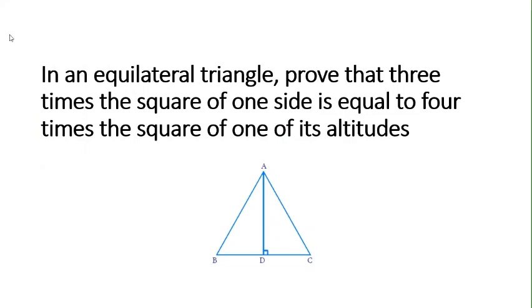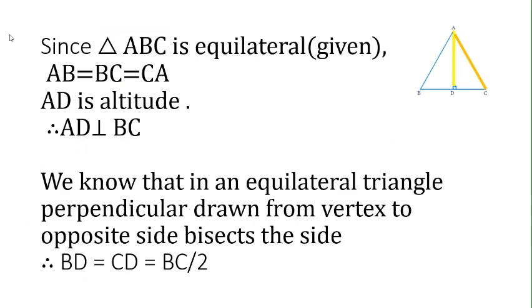In an equilateral triangle, prove that 3 times the square of one of the sides is equal to 4 times the square of one of its altitudes. Okay, so given that triangle ABC is an equilateral triangle.